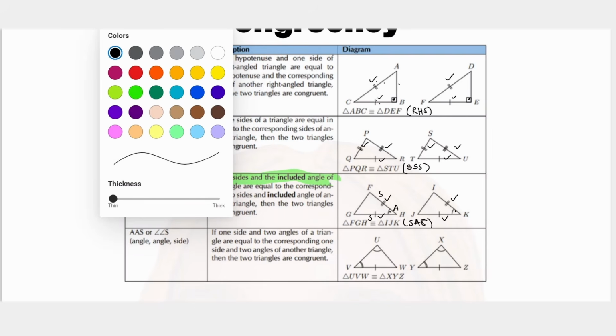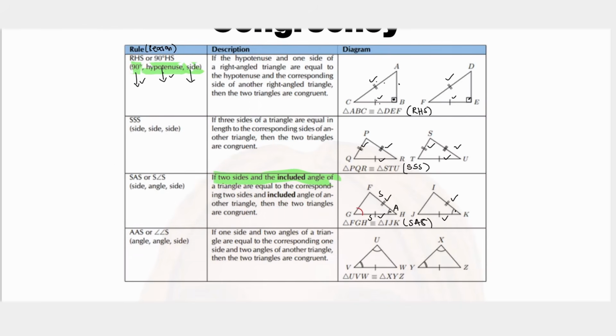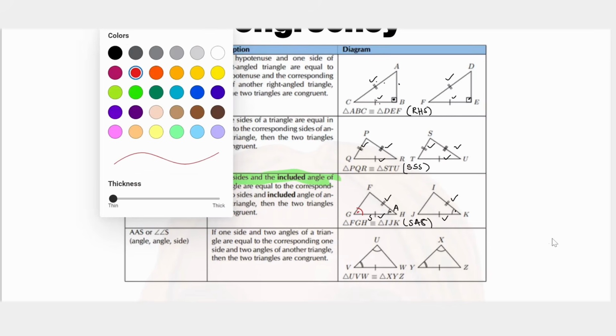So for instance, let me just change the color. Let's say our angle was here. Do you see that this angle is not the included angle? So with this one, you can only say side, side, angle, because this angle is not included. I hope that made sense. If both the sides that you have proved and the angle is included, you're going to say side, angle, side, because the angle is in between the two sides. So now moving to the other one: angle, angle, side. Again, the diagram says it all.